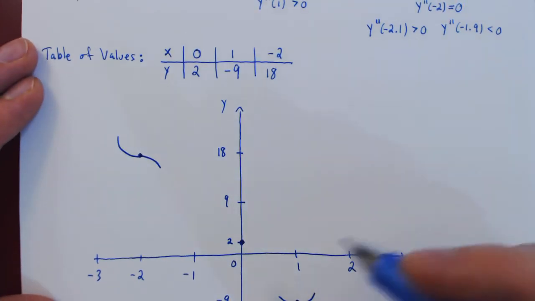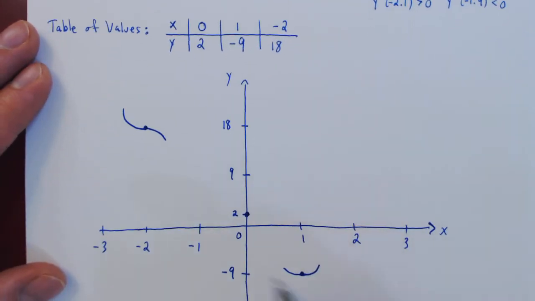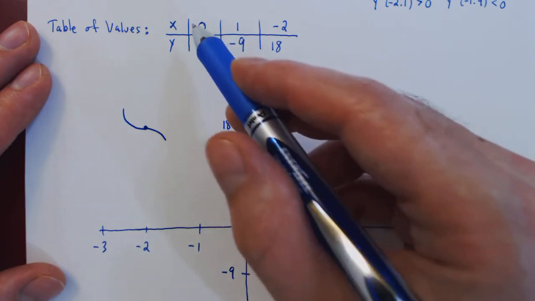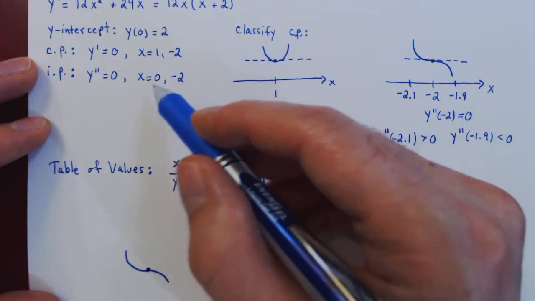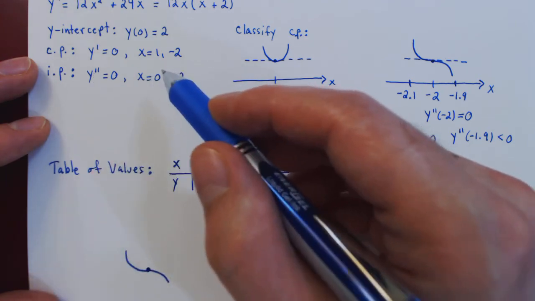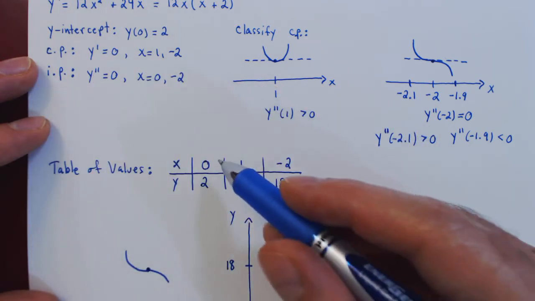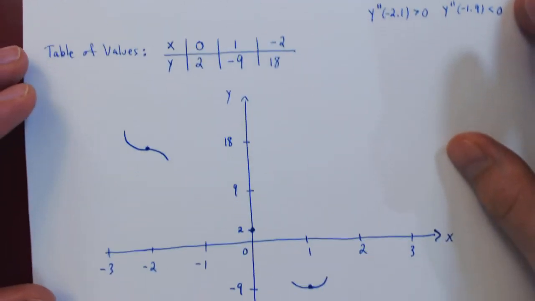And then let's see, what was the point now? If we look between negative 2 and 1, the only other point of interest was 0, 2. And this point, if you recall, was a possible inflection point, x equals 0. So concavity could change at this point. Does it? Well, let's see.